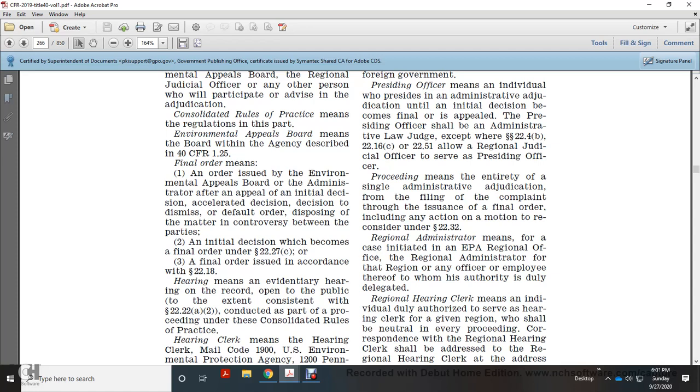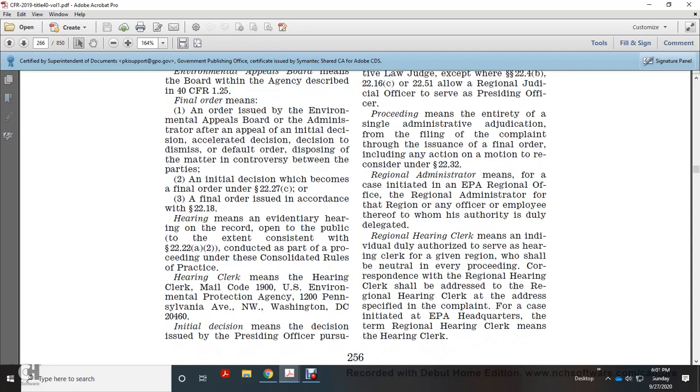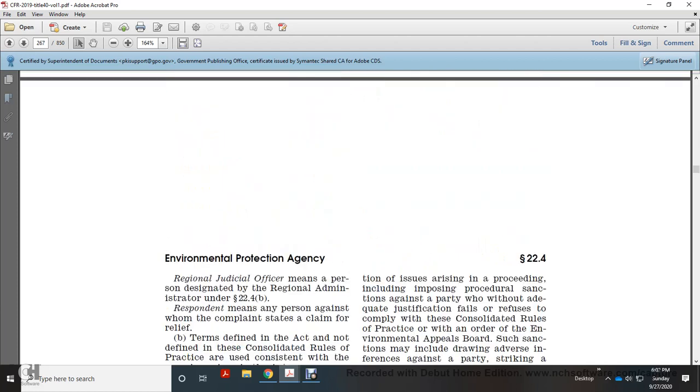Regional administrator means, in the case of an initiative by the Environmental Protection Agency, the regional administrator of the region, or an officer employed with the authority to duly regulate. Regional hearing clerk means the individual duly authorized to serve as hearing clerk for the region. In every proceeding, correspondence shall be addressed to the regional hearing clerk at the address specified in the complaint, and in cases initiated at EPA headquarters, the term regional hearing clerk means the Hearing Clerk.